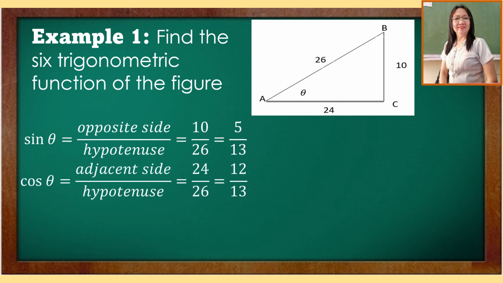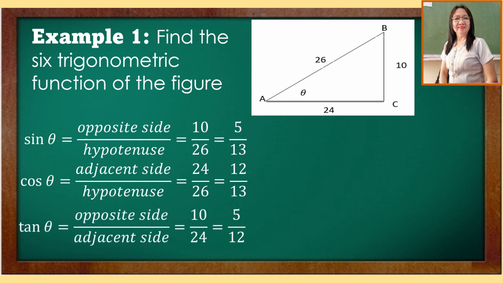For our cosine theta, which is described as adjacent side over the hypotenuse, the adjacent to theta is 24 and the hypotenuse is 26. And this is simplified into 12 over 13. Then we have tangent theta, which is described as opposite side over the adjacent side. So the opposite of theta is 10 and its adjacent is 24. So 10 over 24 is simplified into 5 over 12.